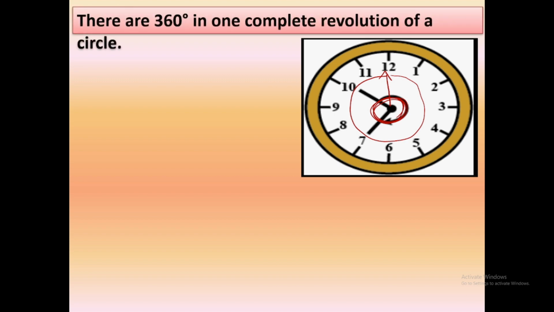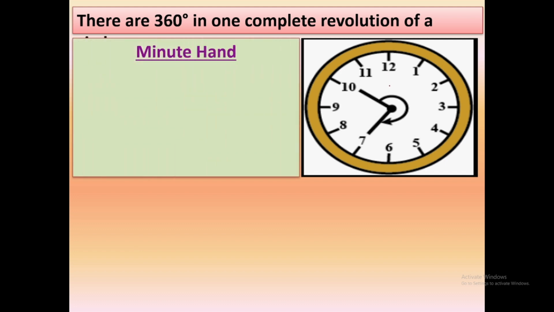So we all know that there are 360 degrees in one complete revolution of a circle. This you all are aware of. Now when I talk about the minute hand, if I say that the minute hand from this point 12 moves and comes till 1, we all know that from 12 to 1 the minute hand covers 5 minutes. From 12 to 2 it covers 10 minutes. This you all are aware of.